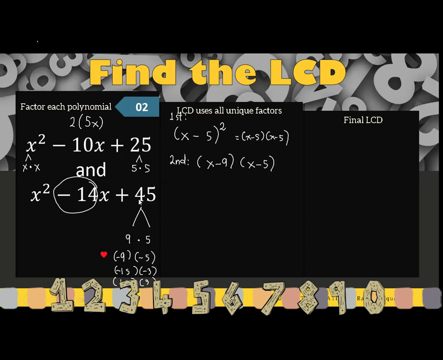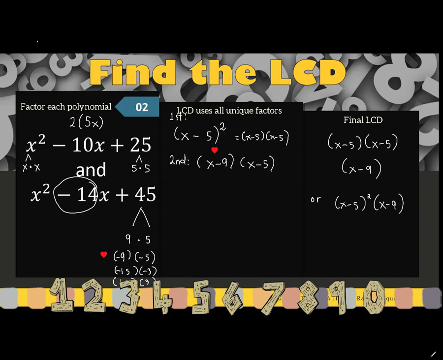In this case, we have to use x minus 5 twice since these are the unique factors for the first polynomial. And the unique factor for the second polynomial is x minus 9. So the final LCD can be written as x minus 5 times x minus 5 and x minus 9. Or you can rewrite this as x minus 5 squared and x minus 9.